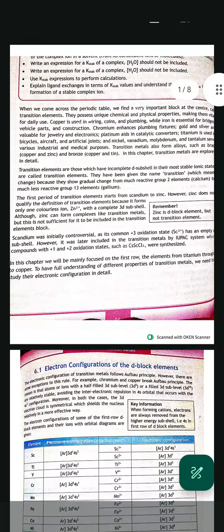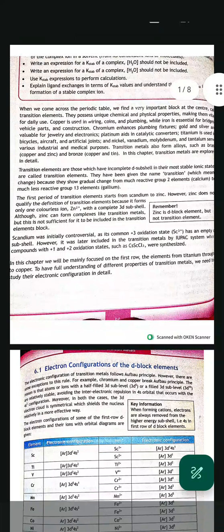Transition elements are those which have an incomplete D subshell in their most stable ionic states. They have been given the name transition, which means change, because they show gradual change from much reactive group 2 elements to much less reactive group 13 elements.